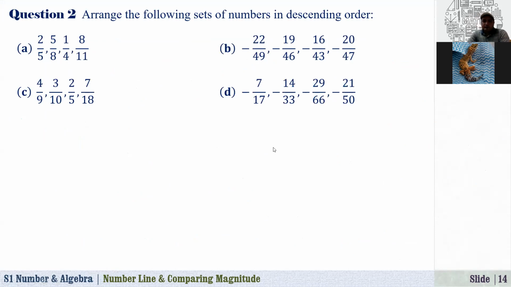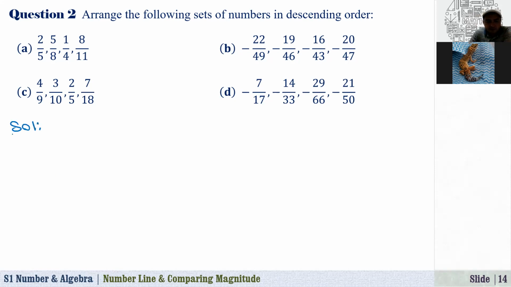Okay, another example, arrange the following sets of numbers in descending order. So we can just pick one question and do it here. 7, 14, 33, and 66, 21, 50, right? So the difference is 10. The second one is okay. This third one is 29. So we have nothing to do. So let's just do question D here.